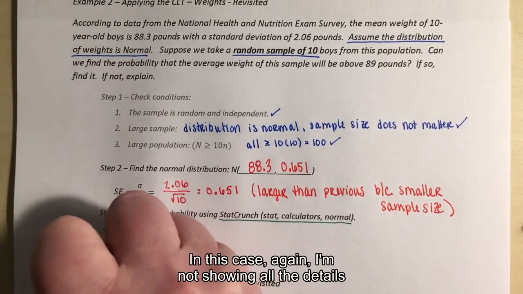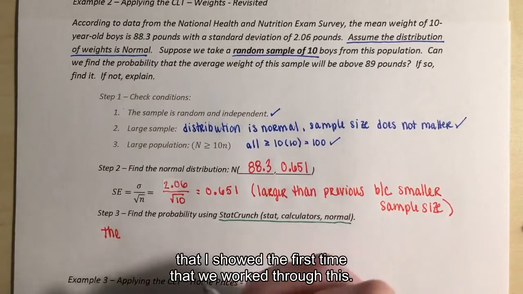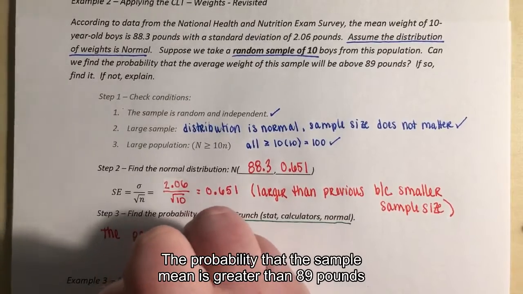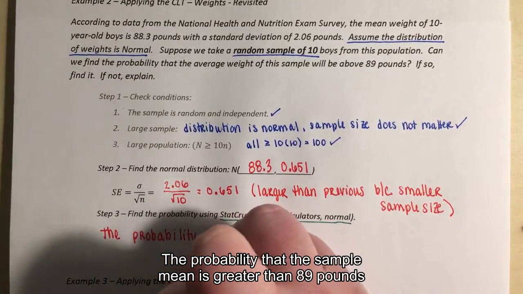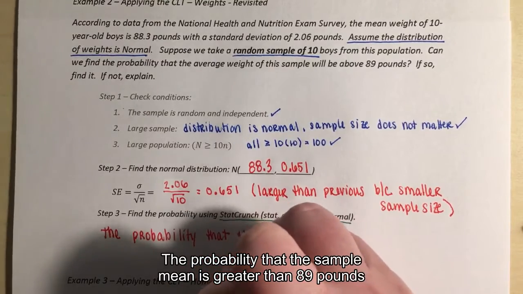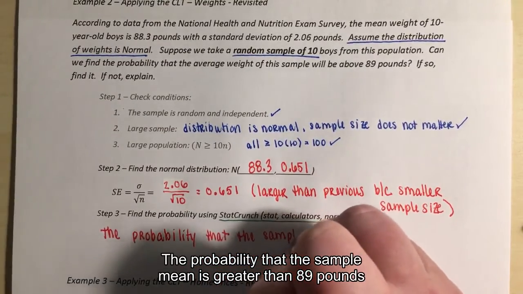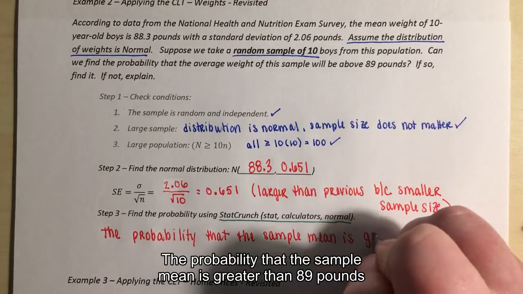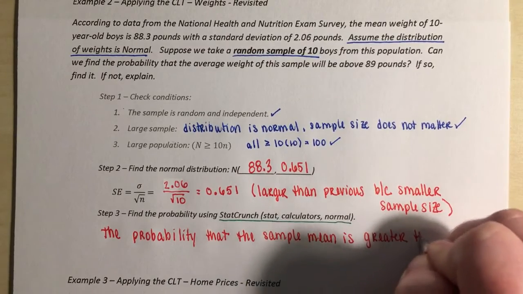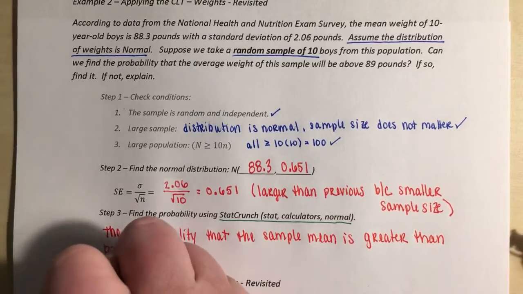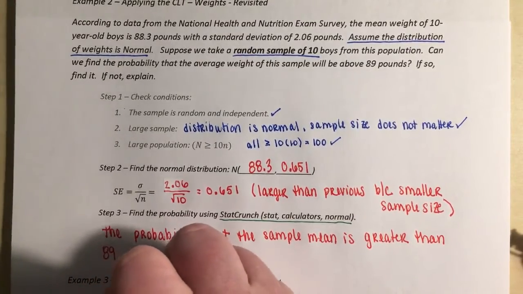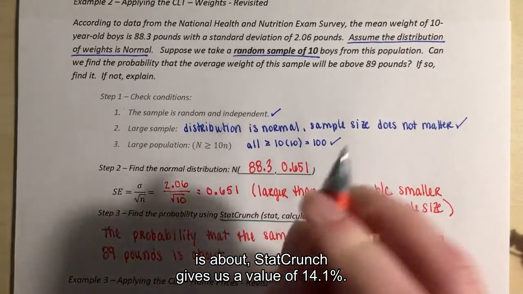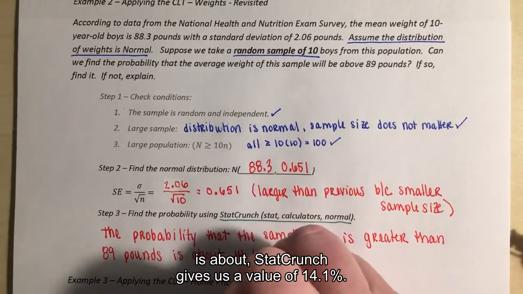And in this case, again, I'm not showing all the details that I showed the first time that we worked through this. So the probability that the sample mean is greater than 89 pounds is about, StatCrunch gives us a value of 14.1%.